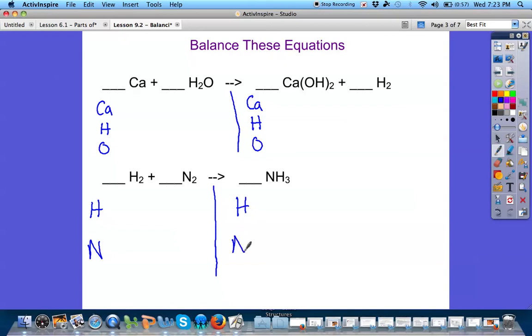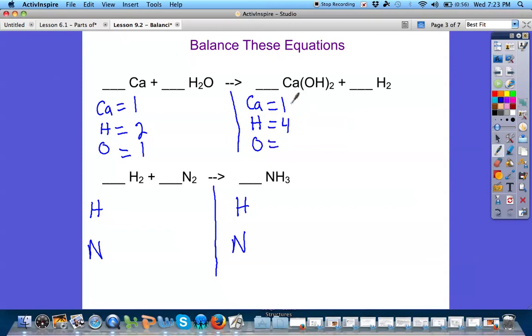Welcome back. So I've gone ahead and I've written the different elements here that we have on each side of our yield arrow. We're going to go ahead and count them. Calcium, we have 1. Hydrogen, we have 2. And oxygen, we have 1. Over here, we have 1 calcium. We have 2 hydrogen in calcium hydroxide and 2 in our hydrogen gas. So that gives us a total of 4.